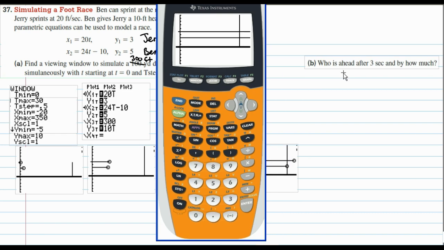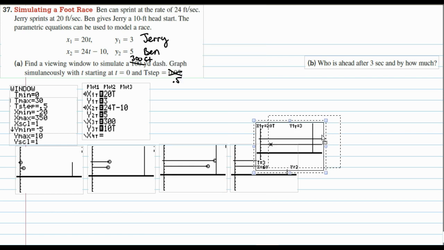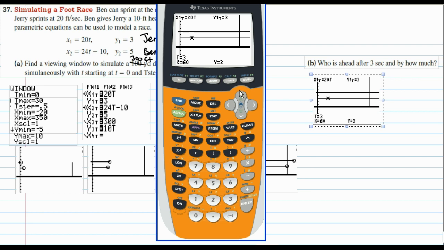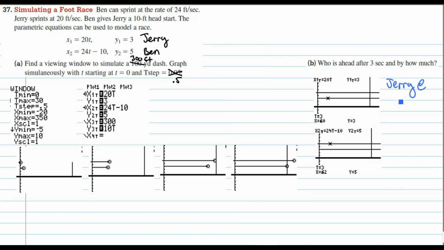Now part B asks who is ahead after 3 seconds and by how much. So if I hit trace and I find 3 seconds, first of all, that would be Jerry. And then if I hit up, I will go to Ben's curve. Nope. There's Ben's curve. The other one was the finish line. So Jerry is at 60 feet. Ben is at 62 feet. So Ben is ahead by 2 feet.